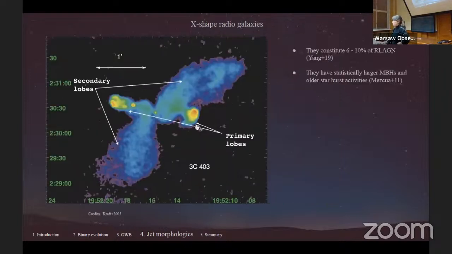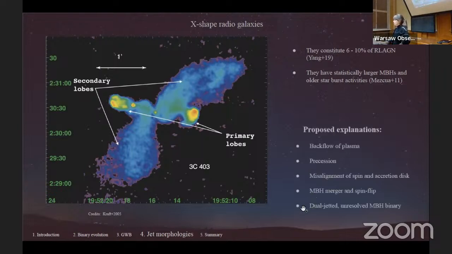So just a few characteristic properties of such sources: they constitute a relatively low number of all radio-loud AGNs, but interestingly, they have more massive black holes inside them and older starburst activities. And there are several ideas how to solve the problem, because we still don't know what is the actual source of this kind of shape. And why am I telling you about this? Because there are several ideas that link this shape to massive black hole binaries.